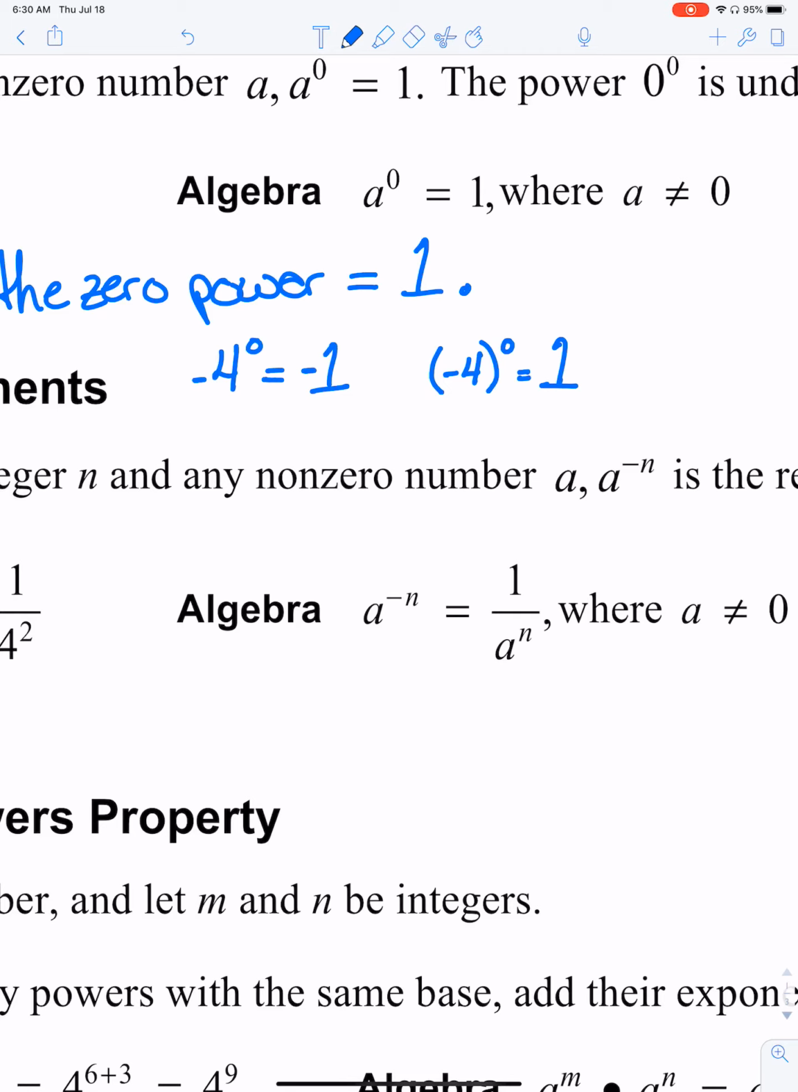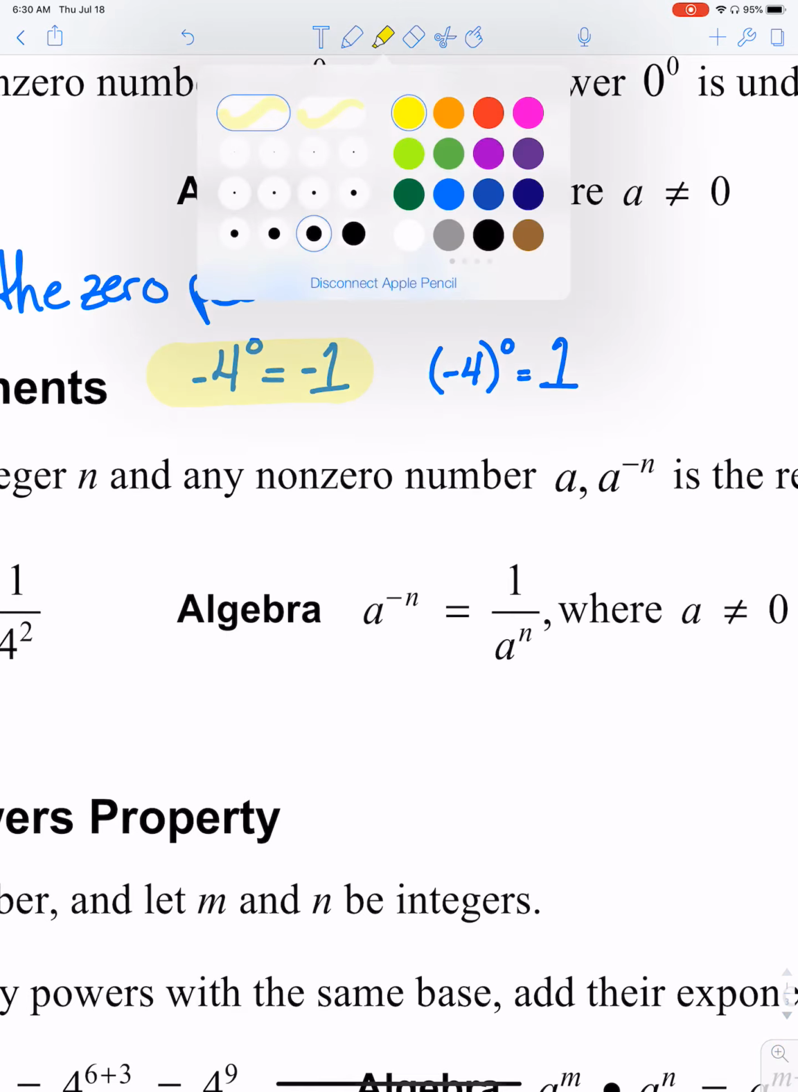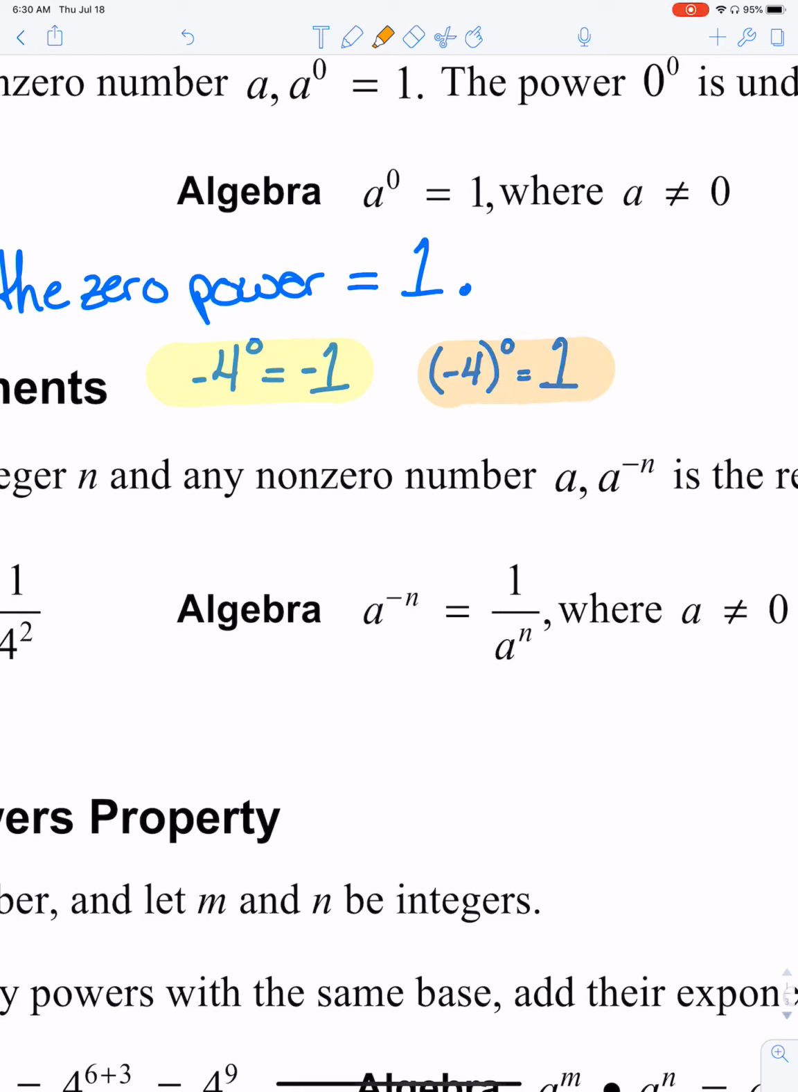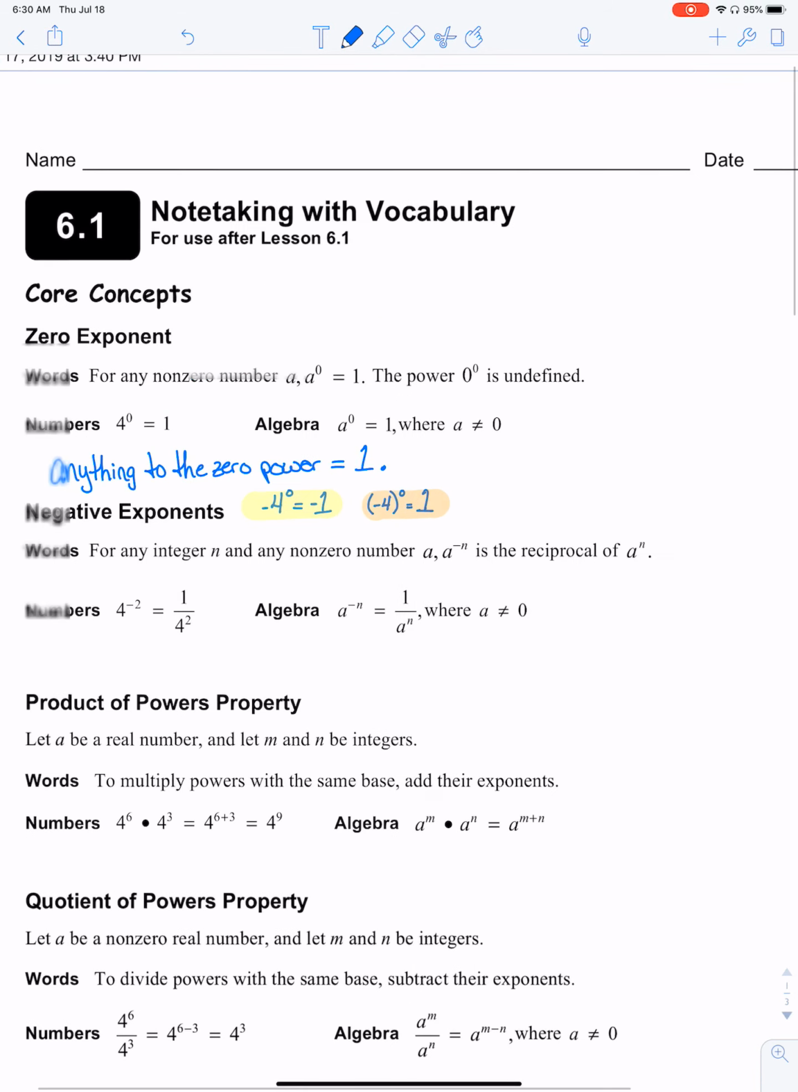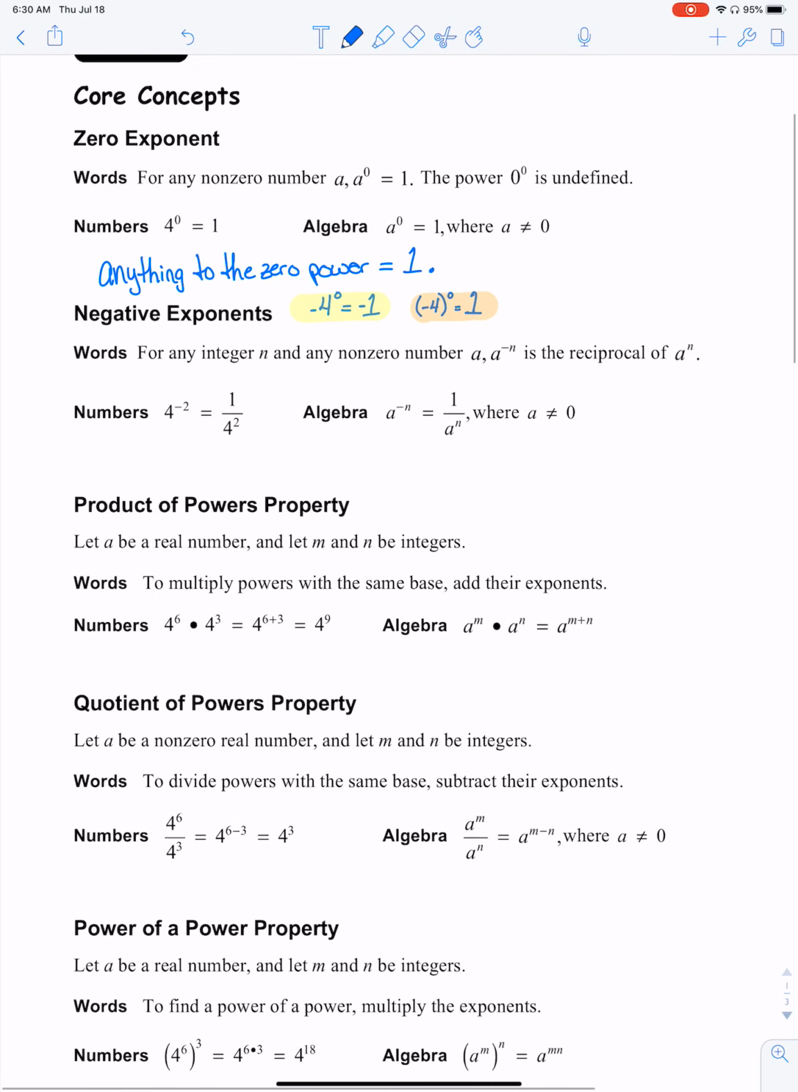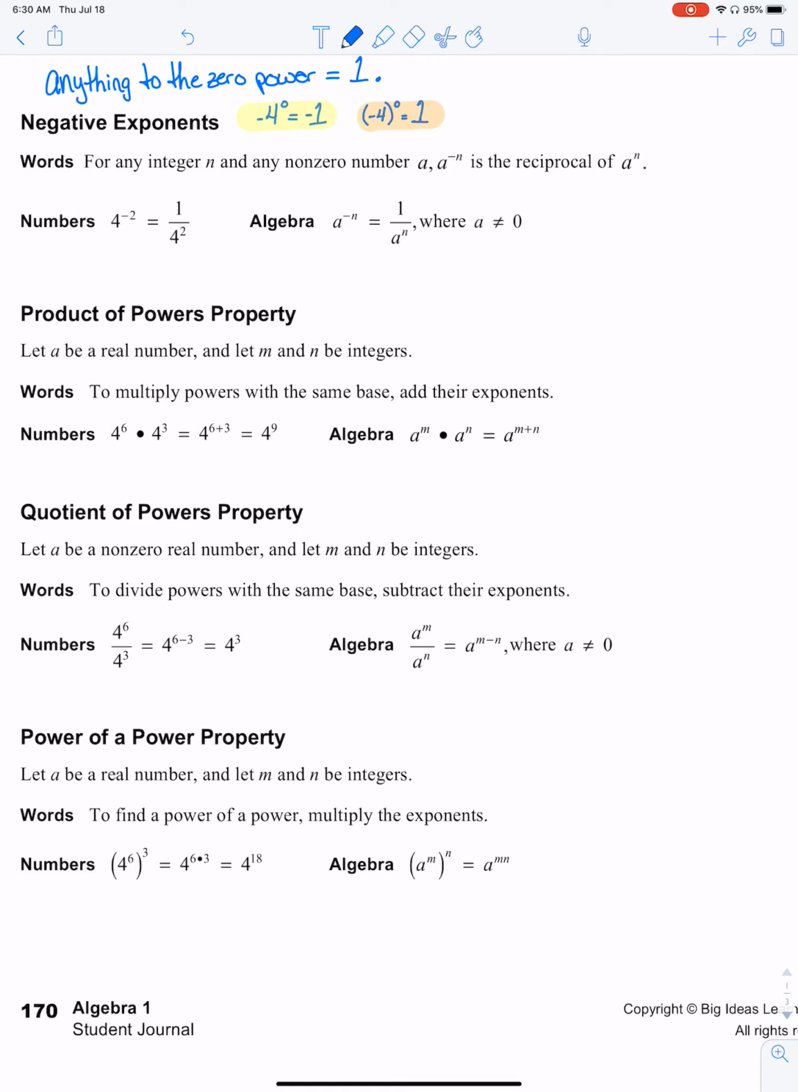So the difference is in this version, we had no parentheses, so we evaluated for the 0 and then put the negative out in front. In this version here, there were parentheses, so we evaluated negative 4 to the 0 power, and then we were done. That is definitely something important to know and to understand when it comes to simplifying expressions with exponents.